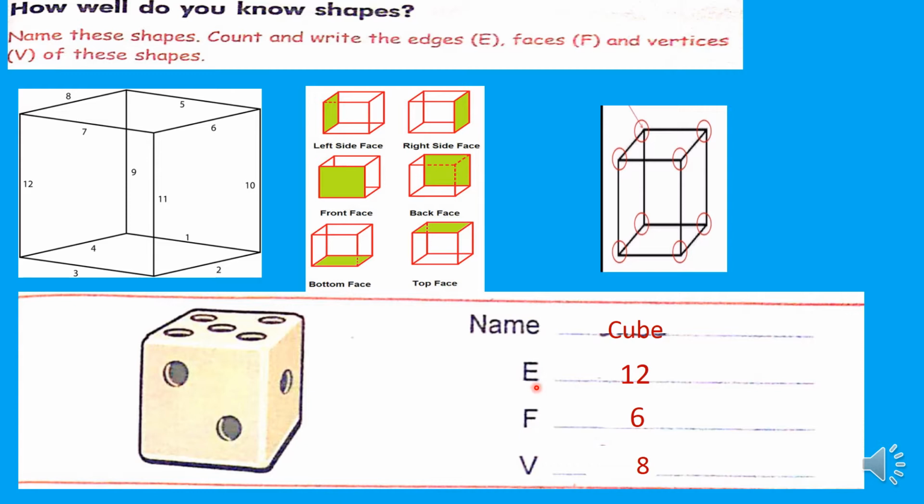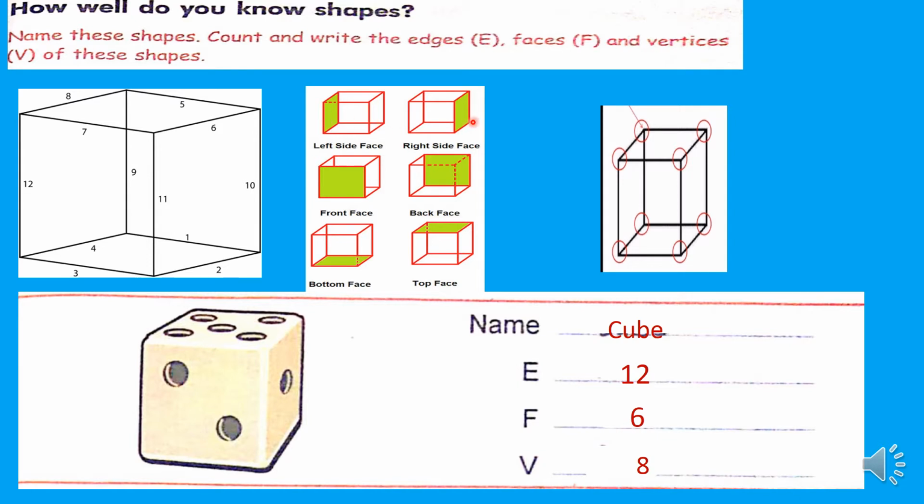Okay. Next, how many edges does a cube have? E for edges, F for faces, V for vertices. So edges. How many edges does this cube have, children? See, 1, 2, 3, 4, 5, 6, 7, 8. Okay. Next, 9, 10, 11, 12. So 12 edges. So we are writing 12 here. Cube has 12 edges.